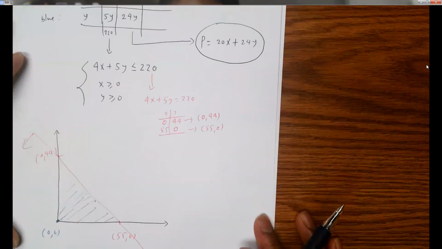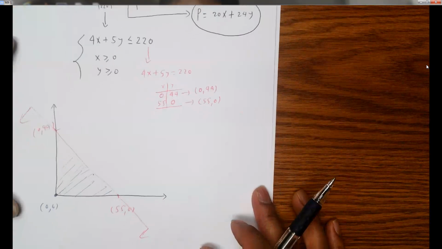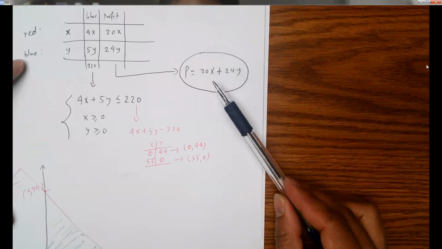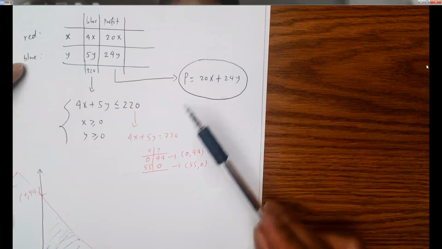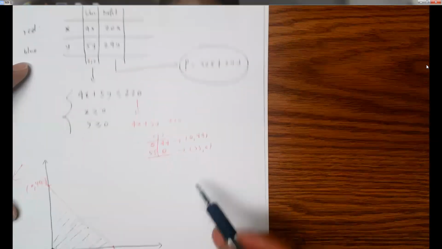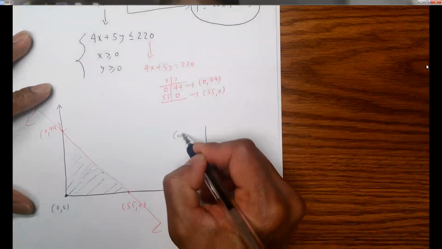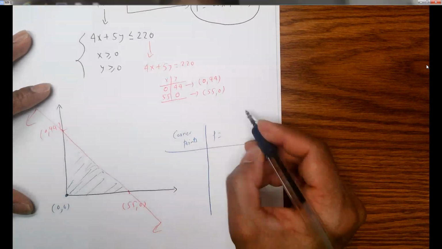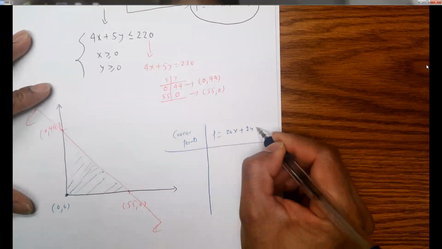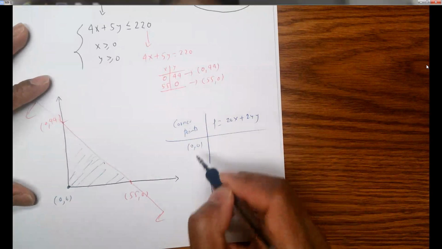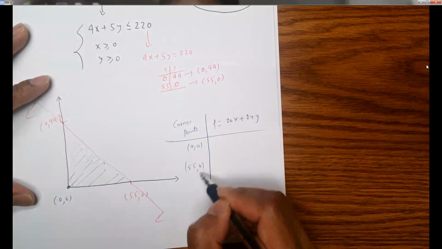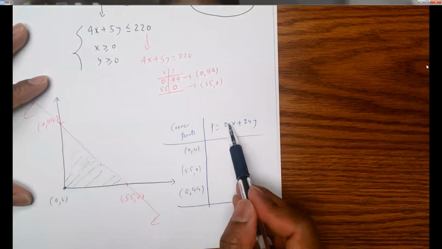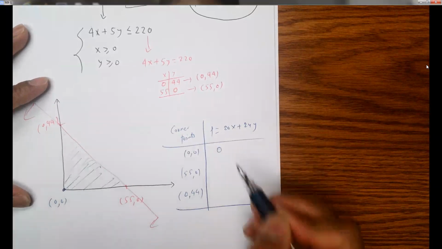So now, because of the corner point principle, we can just find the profit formula at these three corner points. So let's make a table, corner points, and then profit formula, 20x plus 24y. So there are three corner points, (0, 0), (55, 0), (0, 44). I'm going to put 0 for the x here and 0 for the y here. That gives me 0 profit.